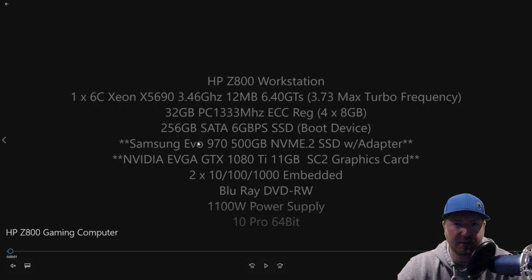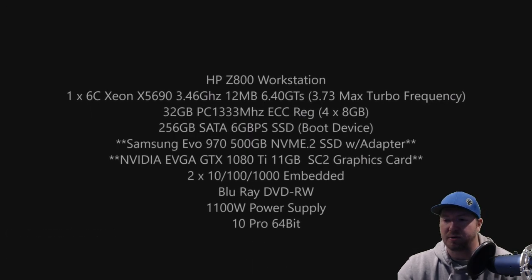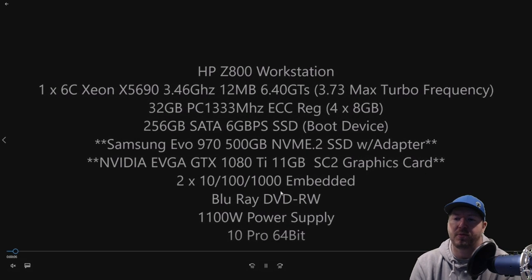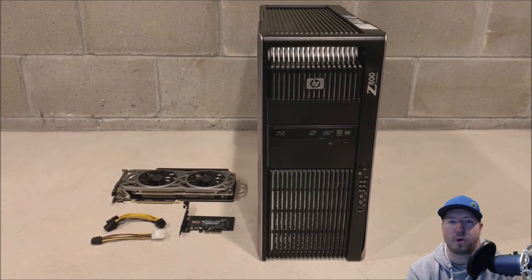Our system, like I said, we are installing two big upgrades, which are the NVMe M.2 drive and the GTX 1080 Ti graphics card. Now, one thing to note is you cannot boot to the NVMe drive. That's why we have another 256 gig solid state drive that's installed. That will be our actual boot device. Okay, so let's continue on and we'll go through what we're going to install here.